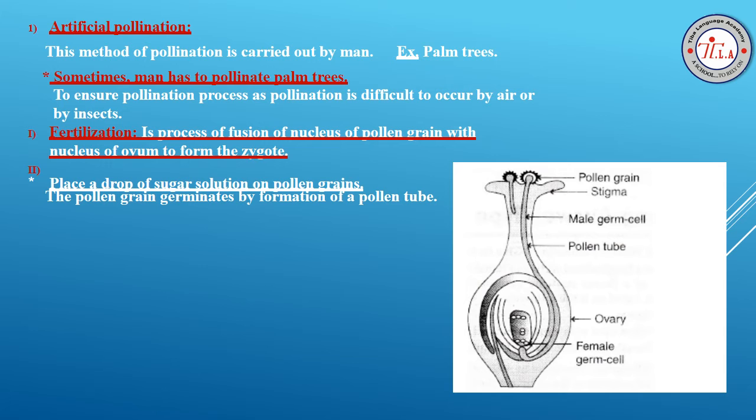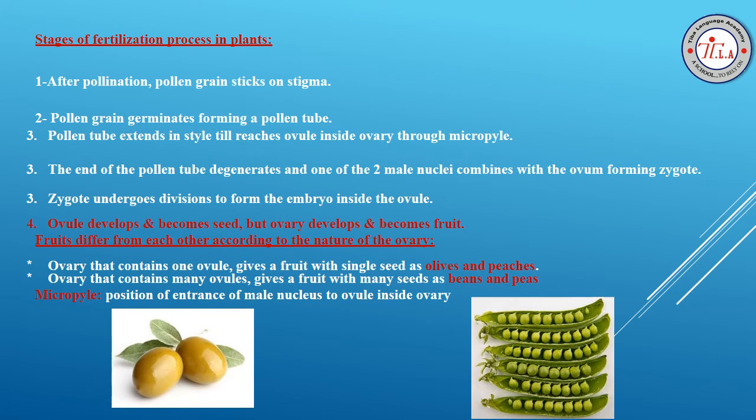So we must know about fertilization. Number one, after pollination, when the pollen tube reaches the micropyle, the nucleus found in the pollen grain enters the nucleus of the ovule that makes seeds. So the ovule develops and becomes a seed, and the ovary develops and becomes a fruit.